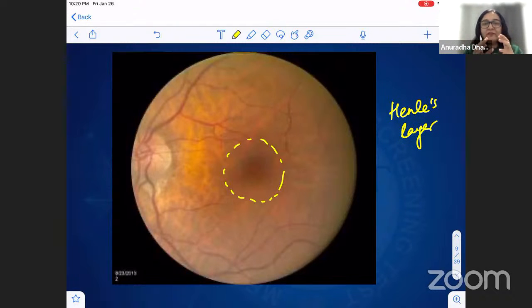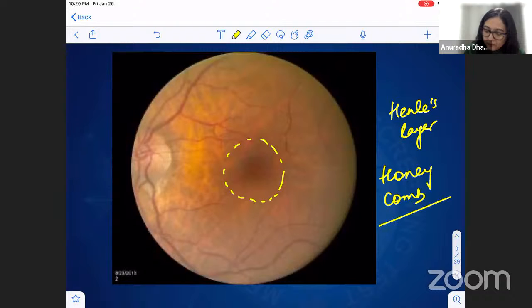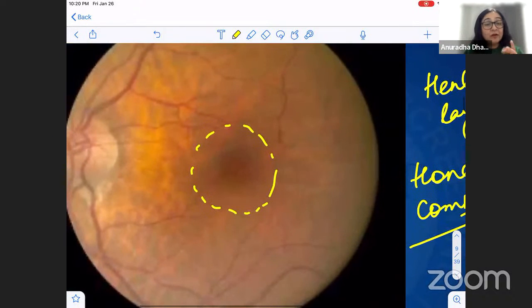So these cystoid spaces give a honeycomb appearance, which can be seen when we do the fundus examination using a 90D lens on the slit lamp. Maybe that honeycomb appearance is not very sharp on this photograph here, but you can see these kinds of spaces on fundus examination when you examine with a 90D lens on the slit lamp.